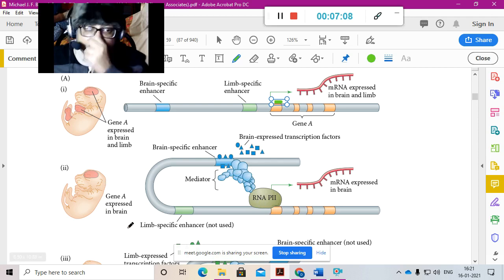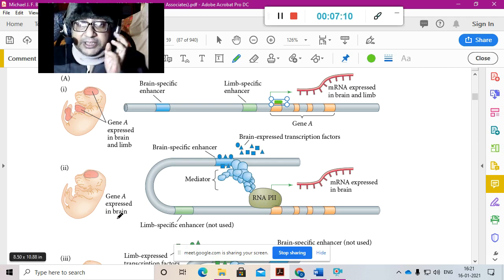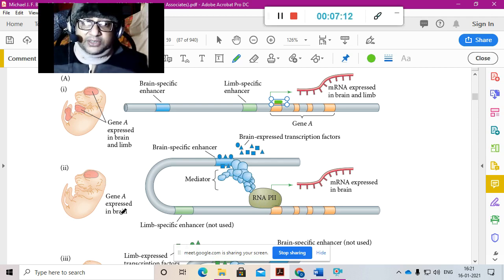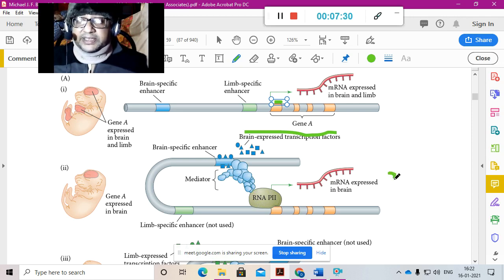For expression which is taking place only in the brain, you have brain-expressed transcription factors. They come and bind to the brain-specific enhancer. So this is used, RNA polymerase acts, and the mRNA is then expressed in the brain. This limb-specific enhancer is not used here.